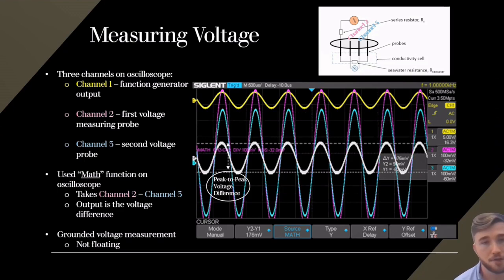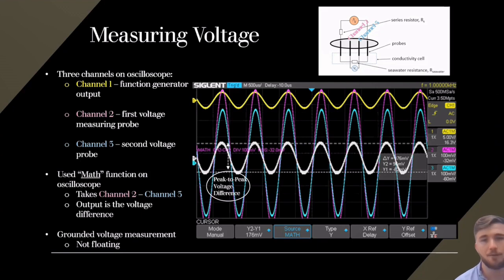I have my first voltage measuring probe, which would have a higher potential than the second. So the pink indicates channel 2, the higher potential. The blue indicates channel 3, the lower potential. And by subtracting the lower potential, channel 3, from the higher potential, channel 2, one can find the voltage difference or the load voltage. And it is the peak-to-peak voltage difference. That's important to note. Now, I did not perform this by hand. Modern oscilloscopes are equipped with a function called math that allows me to take the output, which is the difference of channel 2 and channel 3.